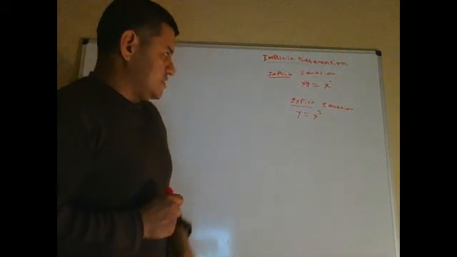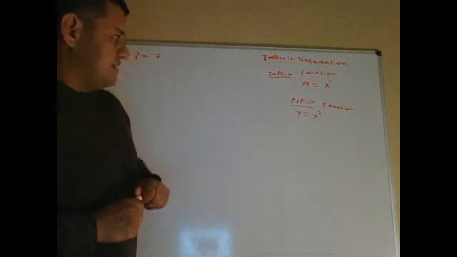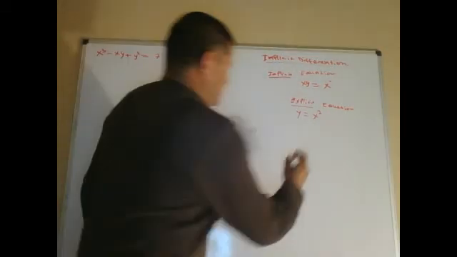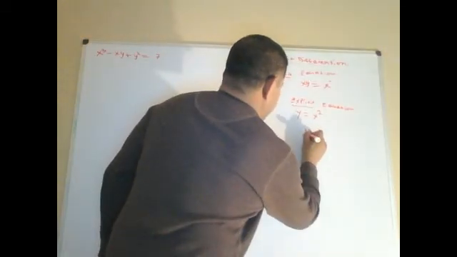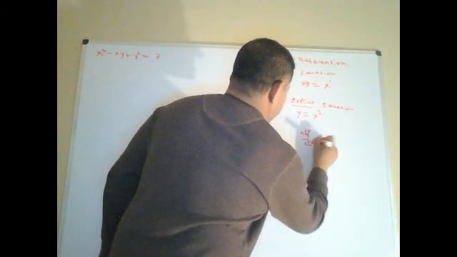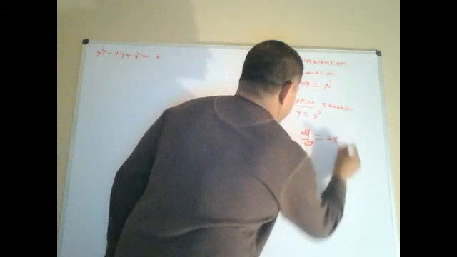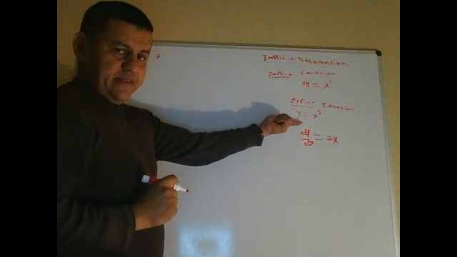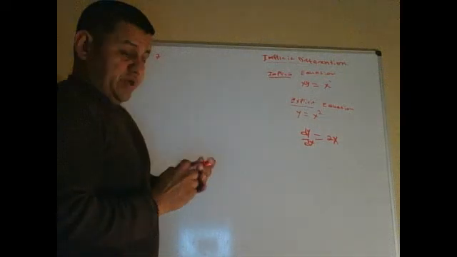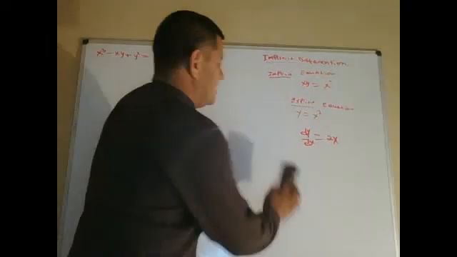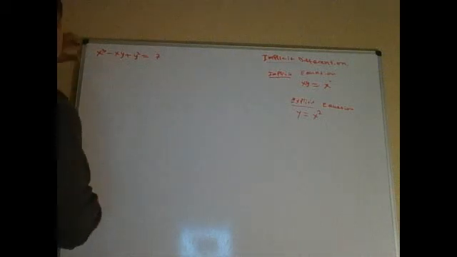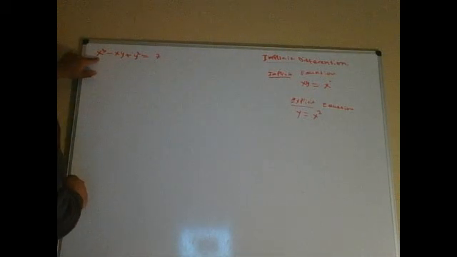Explicit: y equals x squared, okay? So the derivative of y equals x squared is dy/dx equals 2x, right? That is explicit.